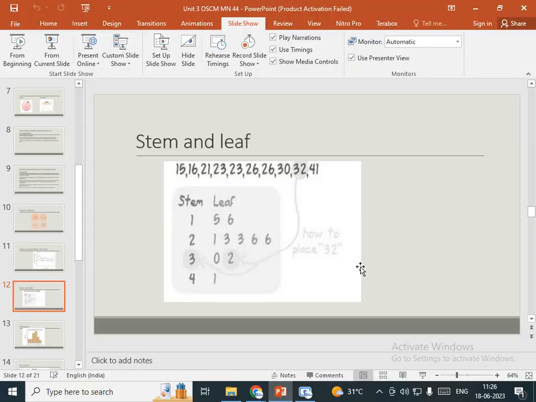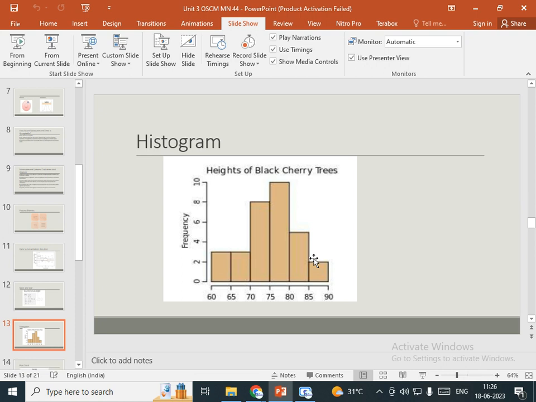Okay, so this is about the stem and leaf diagram. After that, we have histograms. Histograms portray the frequency in data as adjacent rectangles founded over the intervals, with an area proportional to the frequency of the observation in the interval.